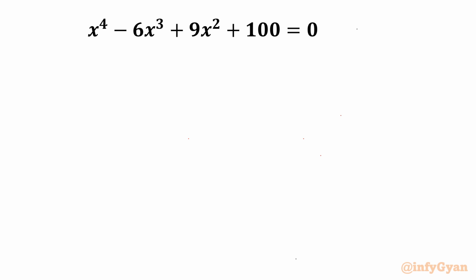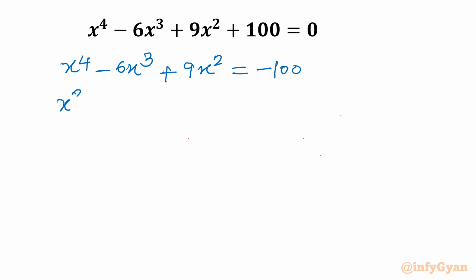In this video, we are going to take up one challenging quartic equation, x⁴ minus 6x³ plus 9x² plus 100 equal to 0, and we will be solving this question using algebraic identities and quadratic formulas. So let's get started by writing our equation as x⁴ minus 6x³ plus 9x² equal to negative 100.